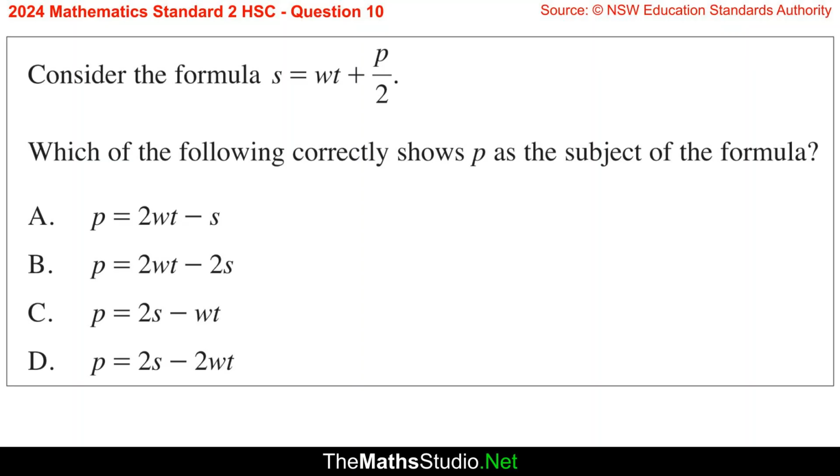Question 10. Consider the formula S equals wt plus p over 2. Which of the following correctly shows p as the subject of the formula?